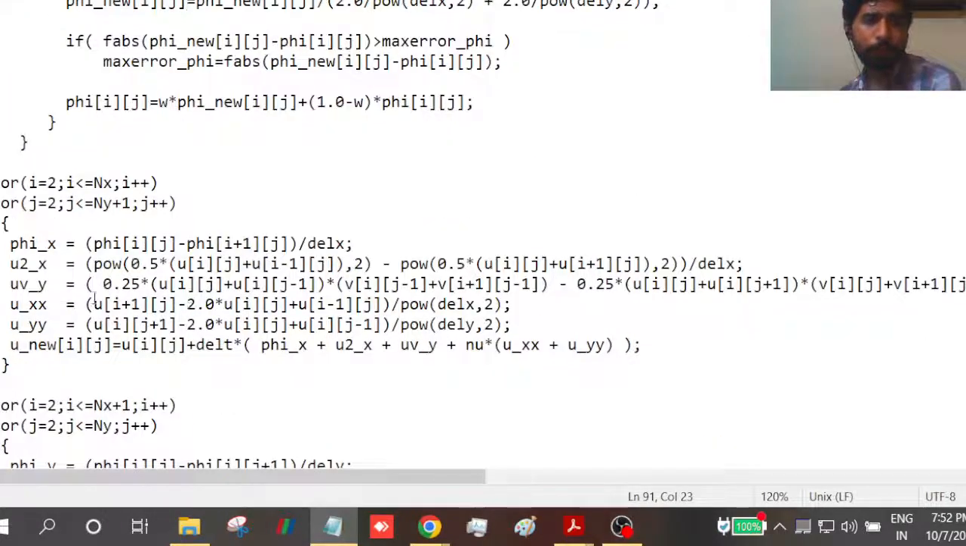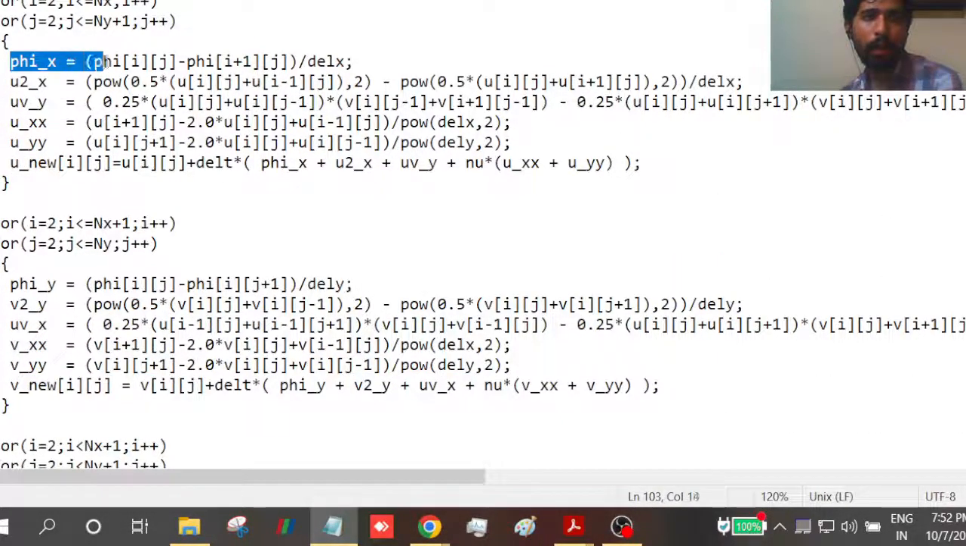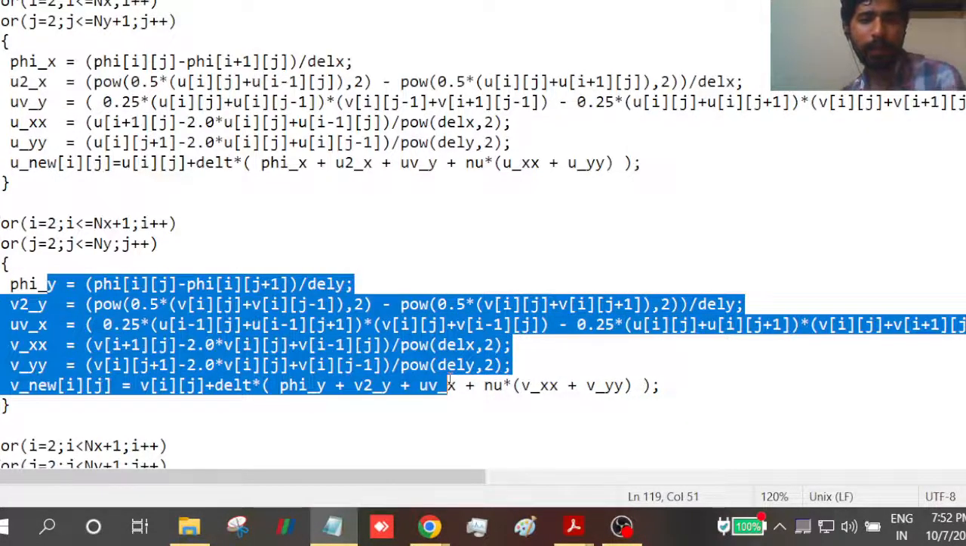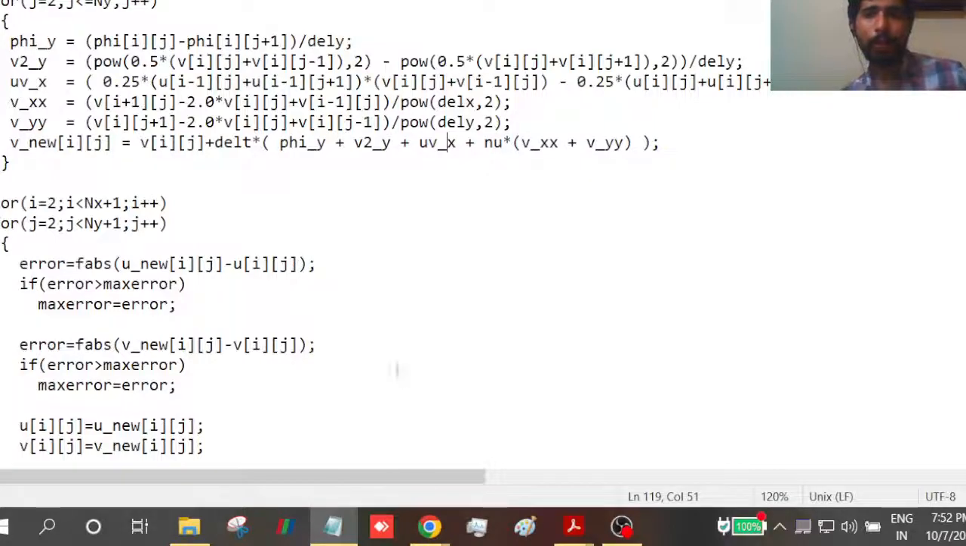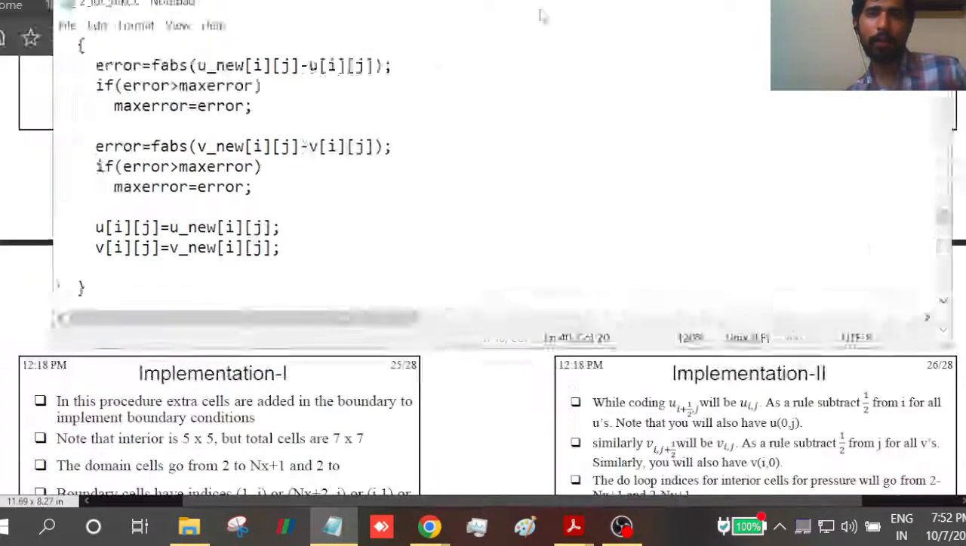Once you have calculated the phi, you can go on to calculate u new and similarly v new, by solving the momentum equations using the value of phi x, that is d phi by dx for x momentum and d phi by dy for y momentum. That is the main technique which is used here. Then you calculate the difference between the two time steps for velocities, and if they go below a certain value, here I have set it to 10 raised to minus 5, we say that the flow has reached the steady state, and then we end the computations. That is the main algorithm.